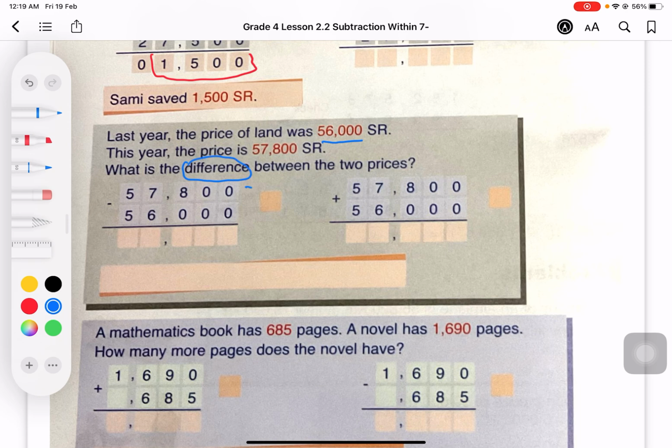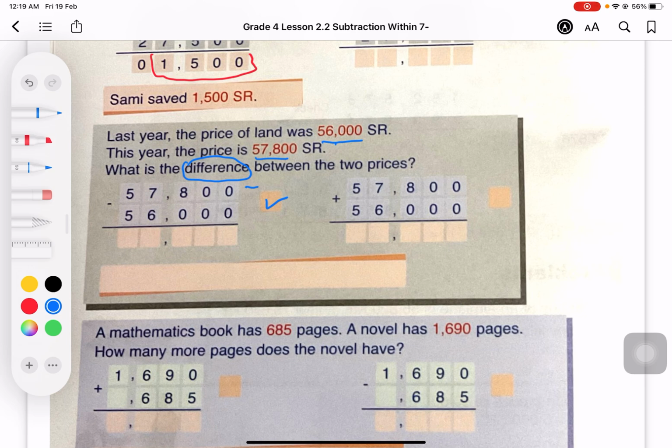The word difference means you need to do what? Yes, subtract. If they say find the sum, you need to add. If they say find the difference, you need to subtract. What is the difference between the two prices? You are going to subtract the big number minus the smaller number. So you are going to subtract and not add. You need to put a check mark in this box.